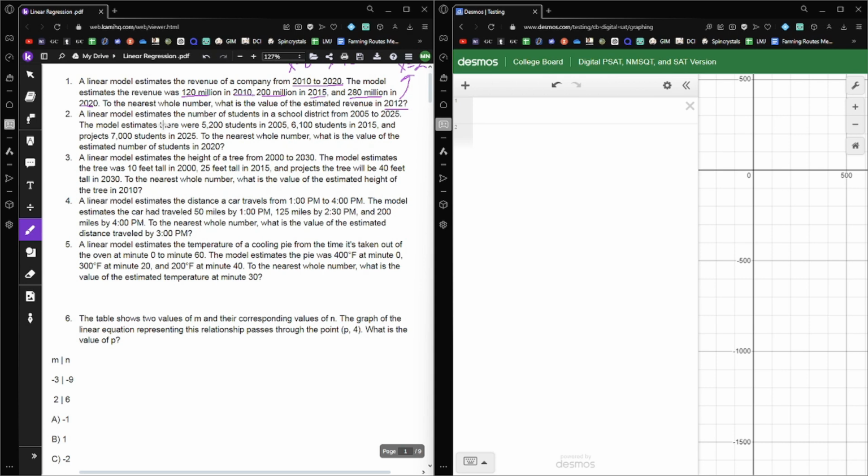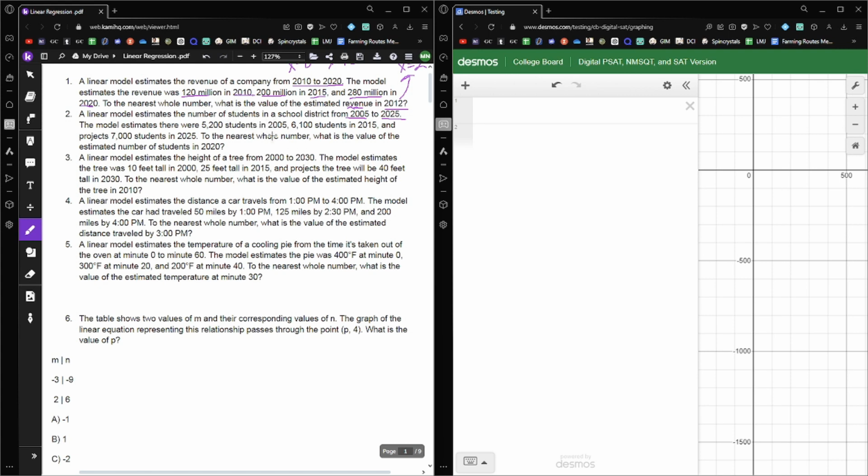A linear model estimates the number of students in a school district from 2005 to 2025. Once again, 2005 is going to be our year 0, so x equals 0. Let's see if I can write that in. Alright, well, you're not going to be able to see that, but yeah. The model estimates that there were 5,200 students in 2005, 6,100 students in 2015, and projects 7,000 students in 2025. To nearest whole number, what is the value of the estimated number of students in 2020?